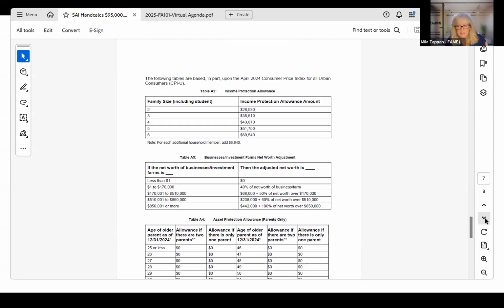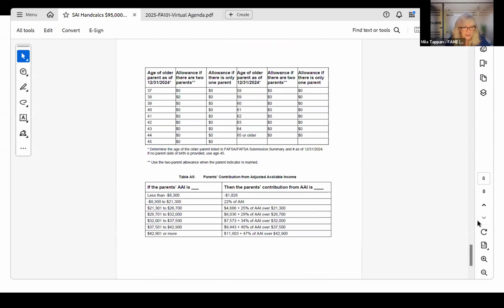This is why we cannot easily translate it for you. What you basically do is you come to this table and you look and you say, okay, the parent's adjusted available income is $29,440. So I'm going to come here and say, okay, I fall in this bucket, 29,440. So I'm going to take the SAI and I'm going to take $6,036 plus 29% of the adjusted available income over 26,700. I know I might as well be speaking a foreign language, okay?